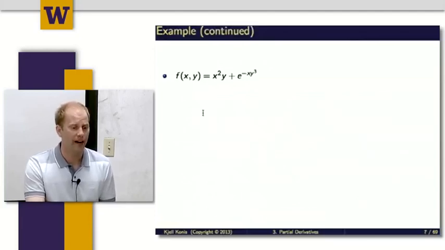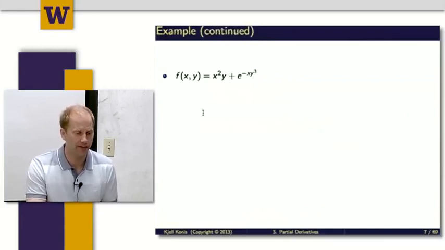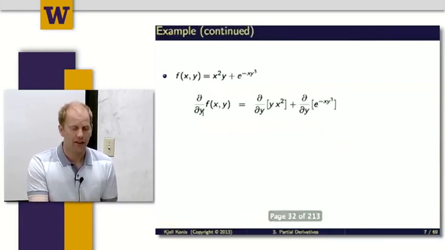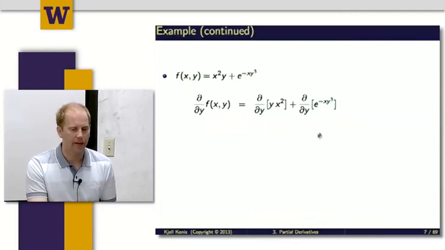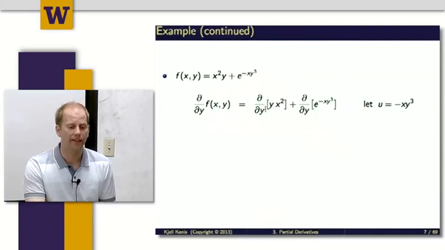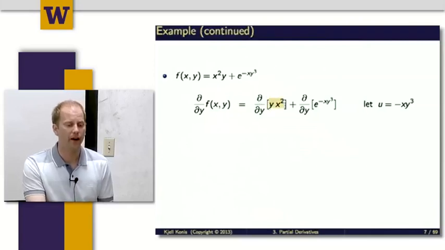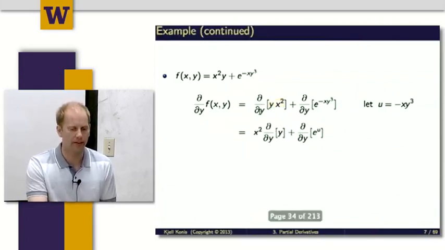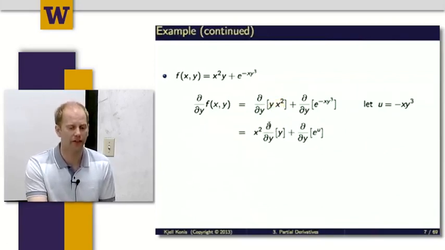We can repeat now for the derivative with respect to y. So I'm going to set this up exactly the same way. Use the linearity property to write this as the sum of two derivatives. Make the same substitution. But this time, when I look at the first term, now I'm taking the derivative with respect to y, so it's the x squared I can bring out. So I have x squared times the partial with respect to y of just y.